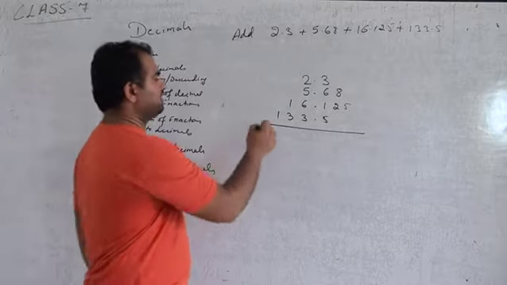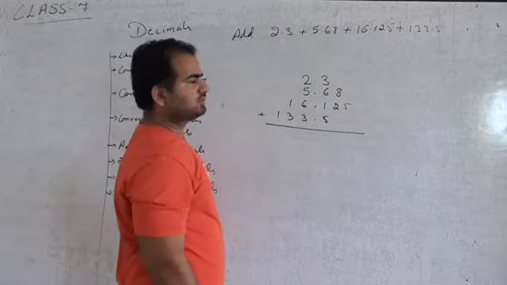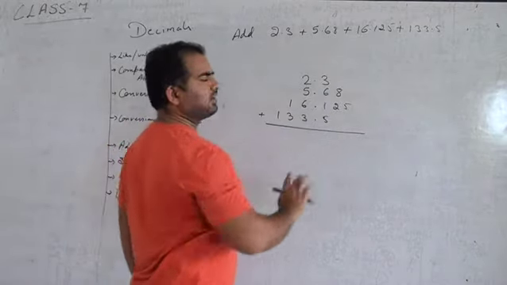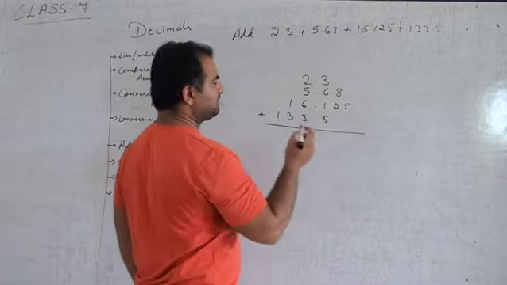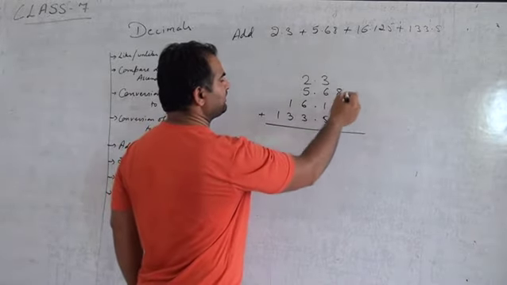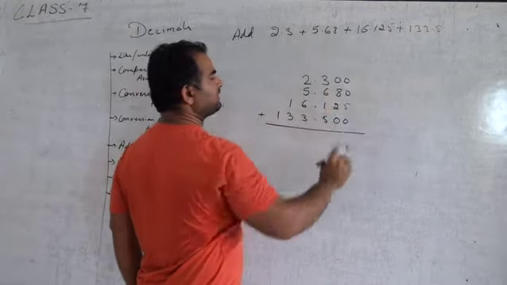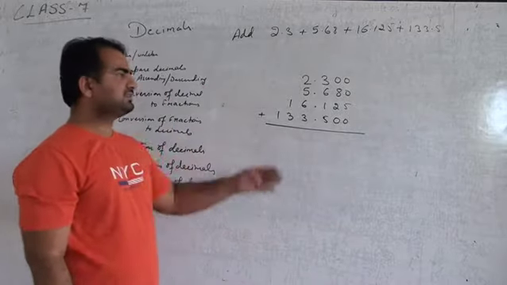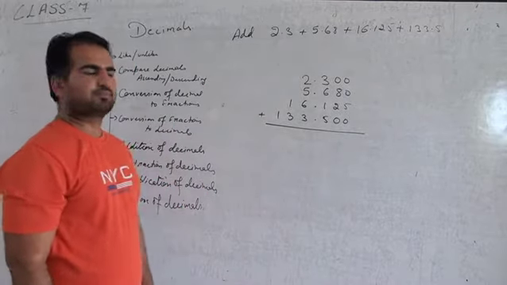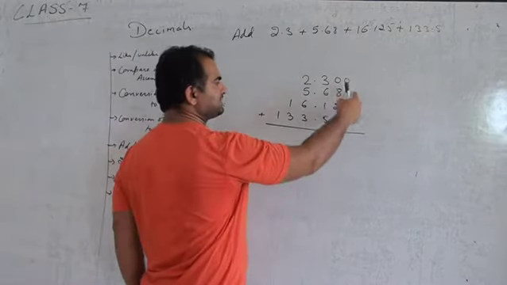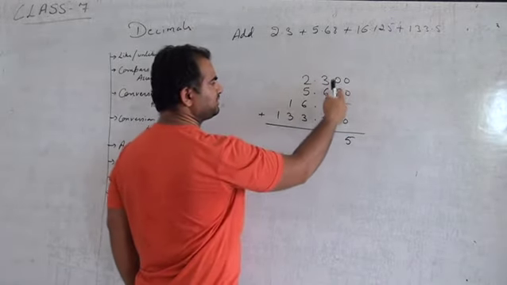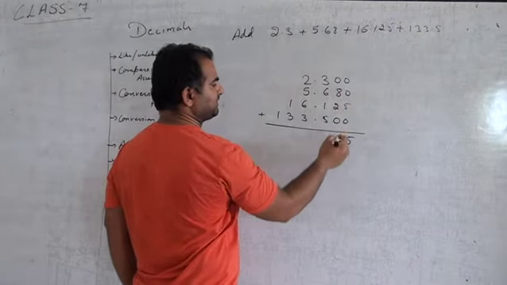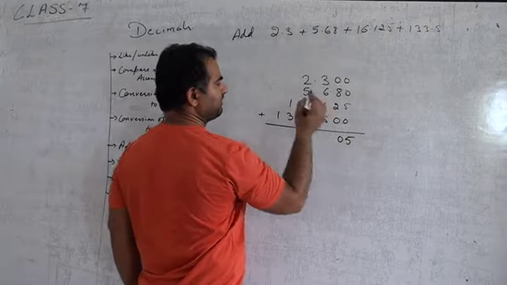Done. Now what we have to do is add. So first of all we will make them like decimals. How many digits are there? 3. So we have to make all of them contain 3 digits by placing zeros after them. So it will be 0 plus 0 plus 5 plus 0. 5. It will be 0 plus 8 plus 2 plus 0. 8 and 2 will be 10.